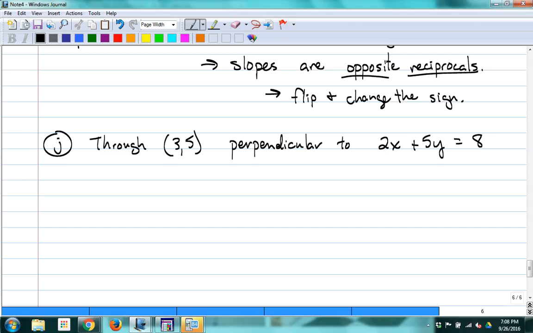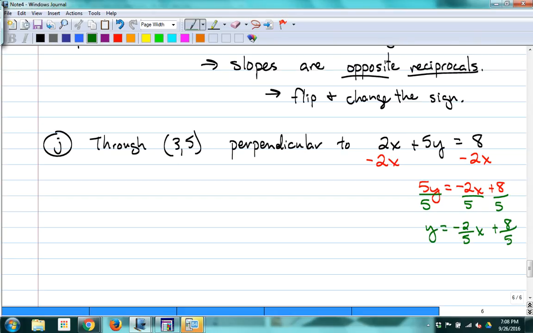Perpendicular to. So what do we need out of that equation? The slope. How do we get that slope? Move it to slope-intercept form. So how do we move it to slope-intercept form? Move the 2x by subtraction. 5y equals negative 2x plus 8. Divide by 5. What part of that do I care about? The negative 2 over 5x, the slope.